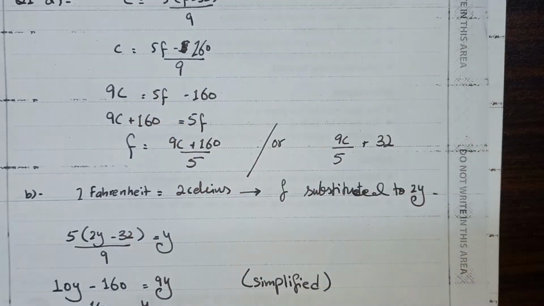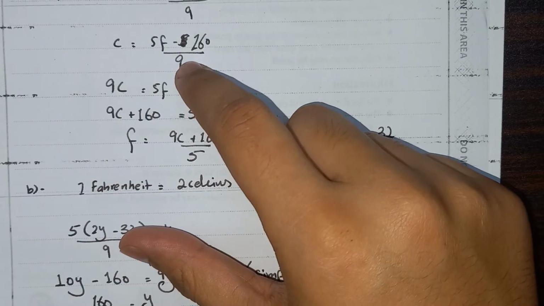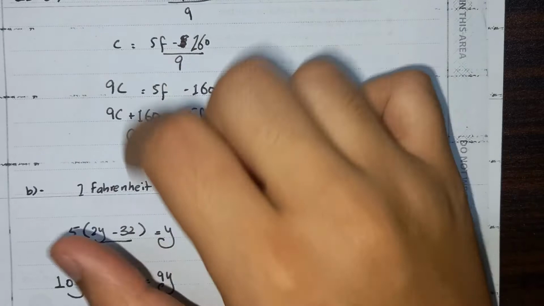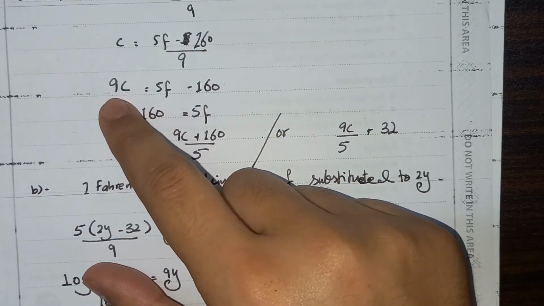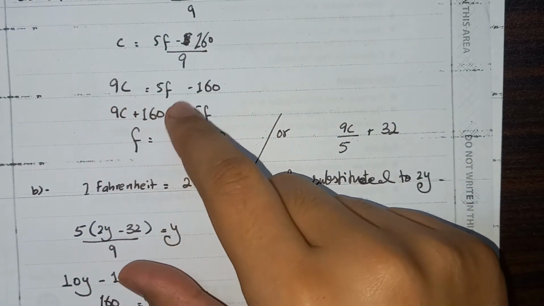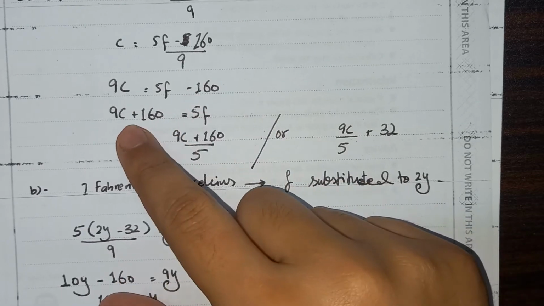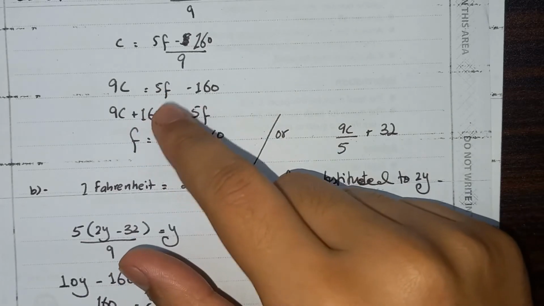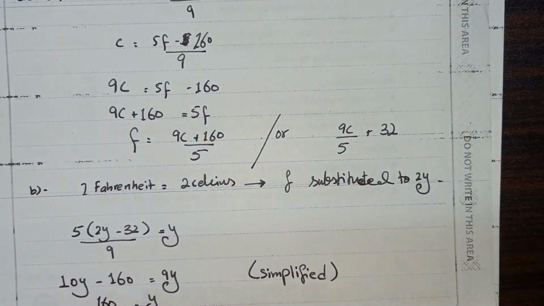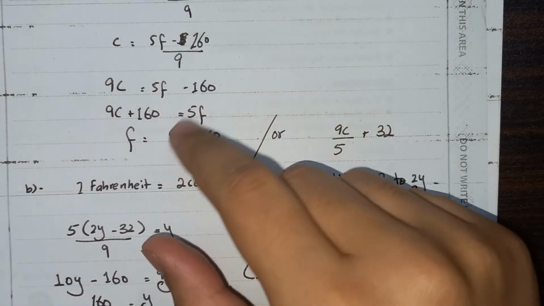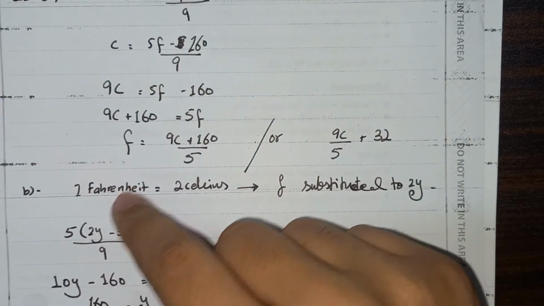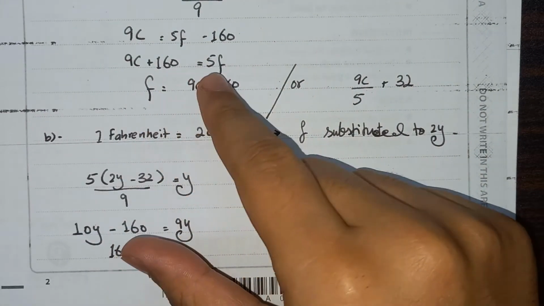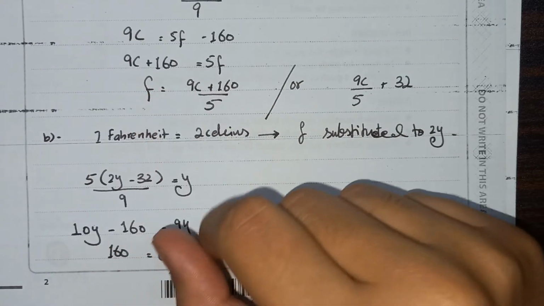And now we have multiplied both sides by 9 to remove this 9 over here and move it to the C side. So this gives us 9C is equal to 5F minus 160. And now to make F the variable, to keep it on one side, we will simply move this 160 to the other side of the equal sign, and this gives us 5F equals 9C plus 160.